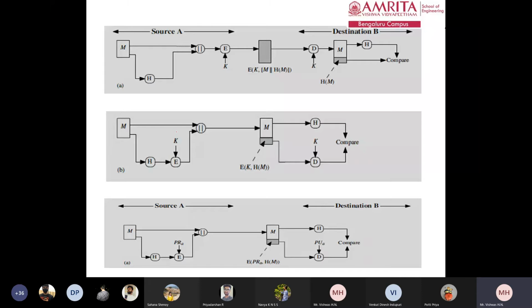And then in the receiver side, what happens? It will receive the message which is encrypted. So basically it will decrypt it, and then finally after decrypting, it will compare it. So where you have to use what key, you should be in a position to know. Is that clear?